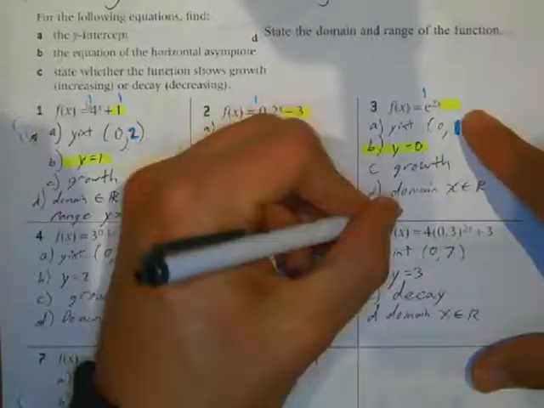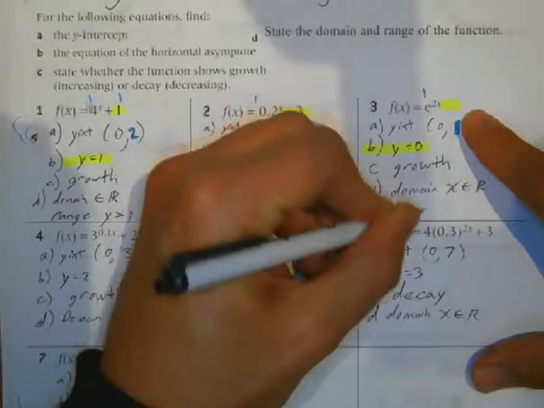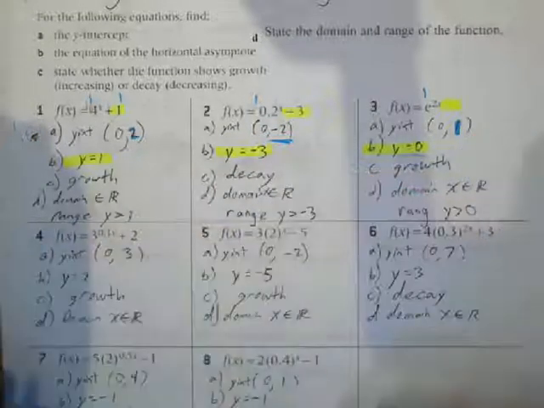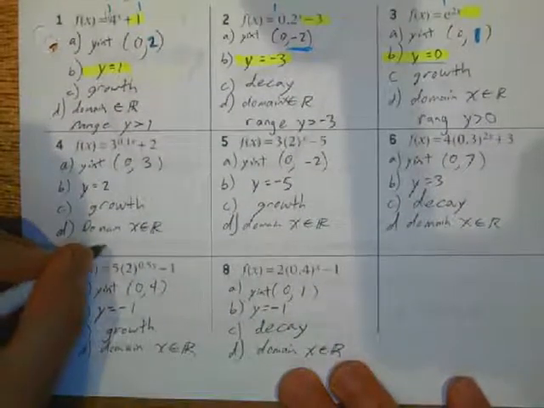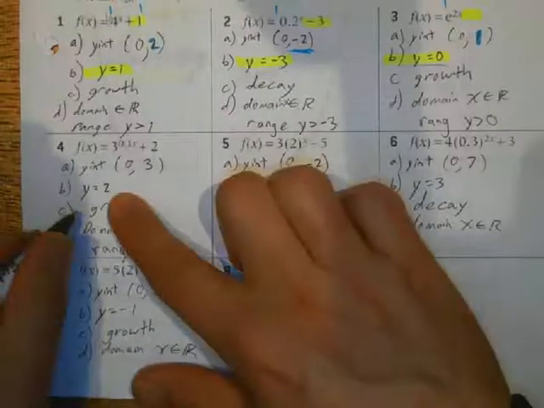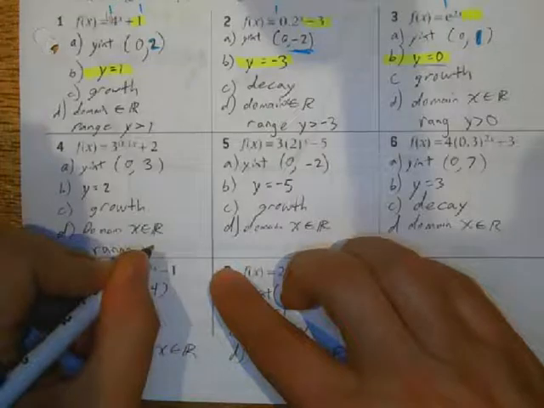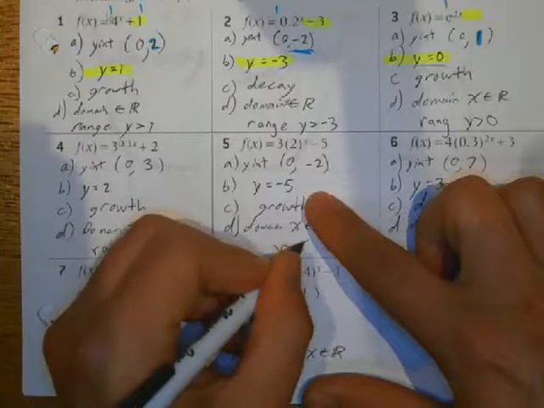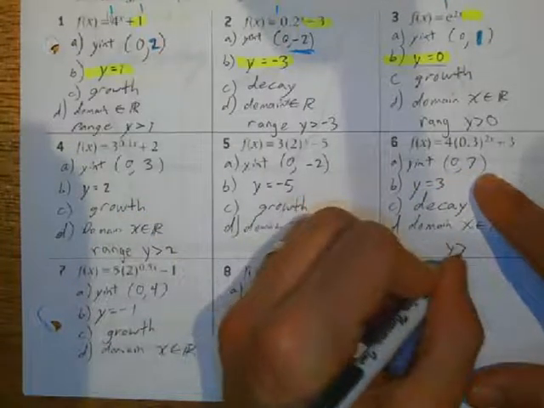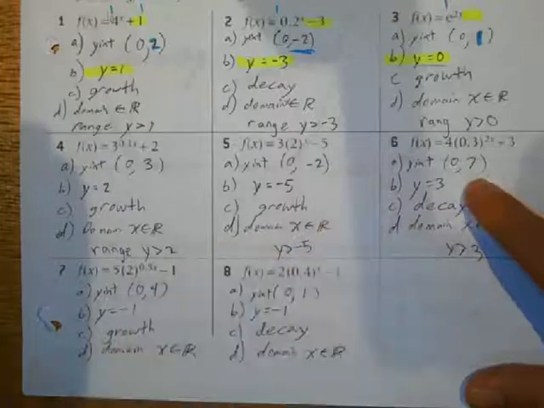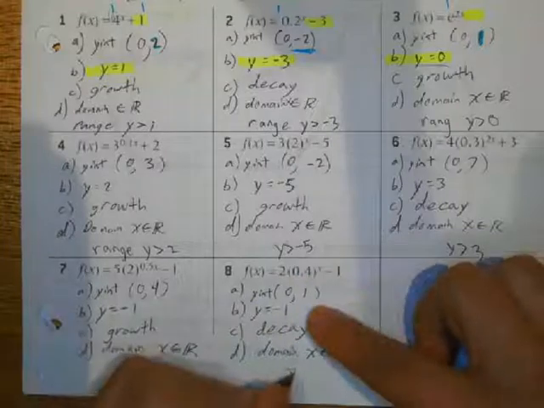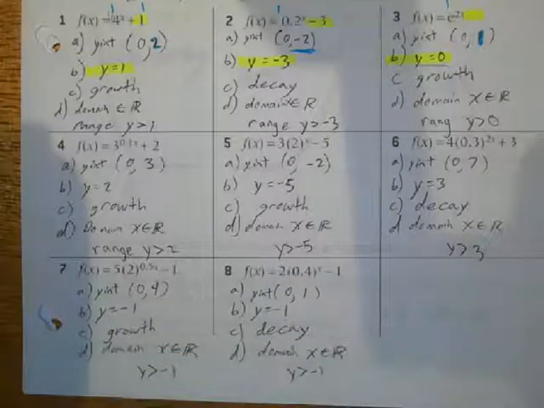So here, our range is y is greater than our asymptote, which is 0. Here, our range is y is greater than our asymptote, which is 2. Y is greater than -5. Y is greater than 3. Y is greater than -1. Same thing here. Okay, you may want to check your answers. There we go.